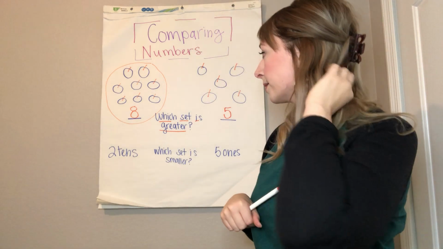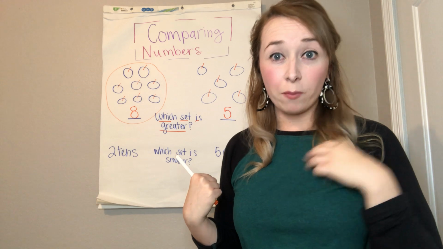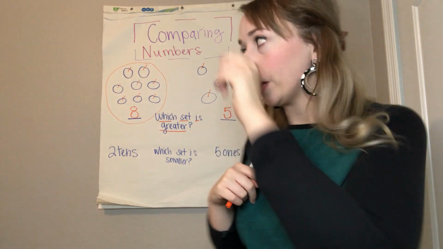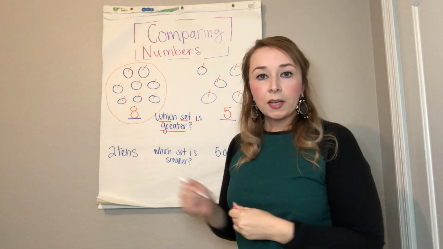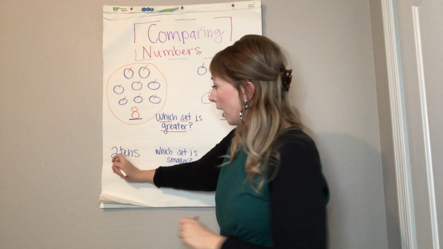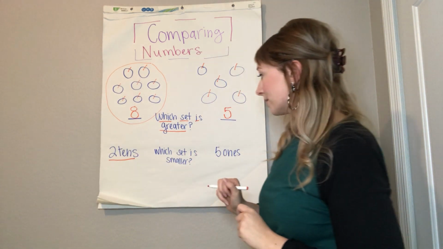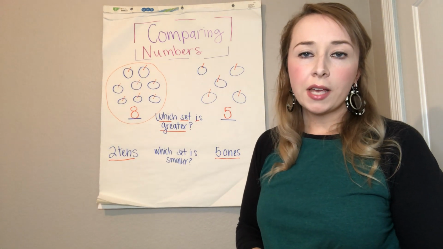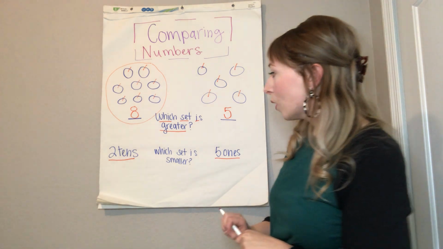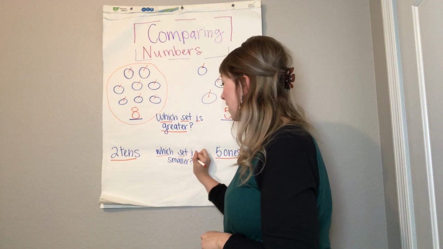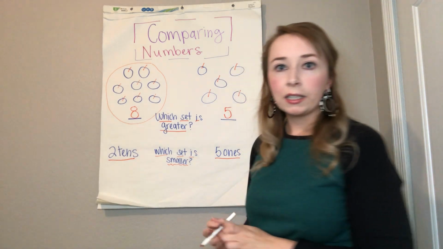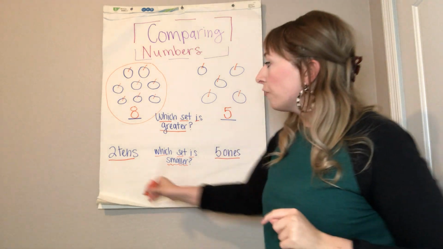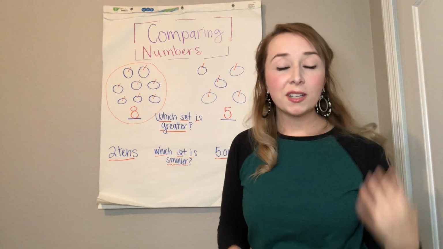Awesome job, my friends. Okay, I also have a different kind of problem. Now this one looks much different than our first one, so have your eyes and ears open. Okay, here we go. This next problem says, what if you have 2 tens and you have 5 ones. 2 tens and 5 ones. And the question this time is, which set is smaller? Oh, this is a little bit different than what we were just doing, so be paying attention. If you have 2 tens and 5 ones, which set is smaller?